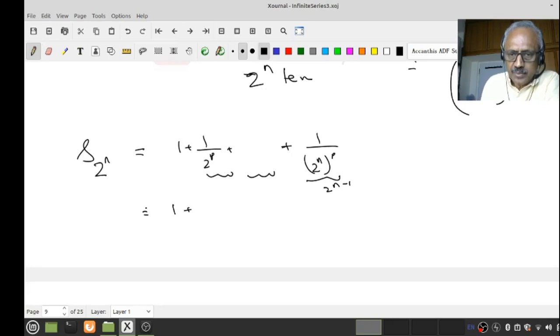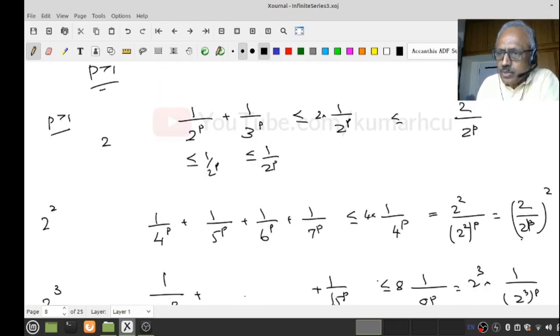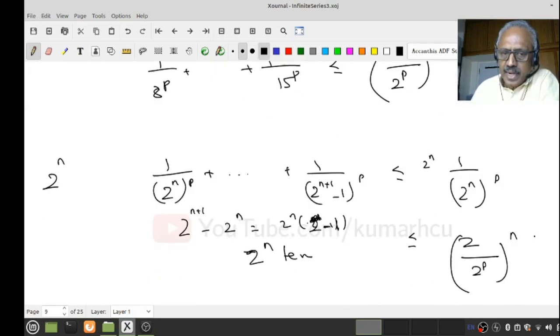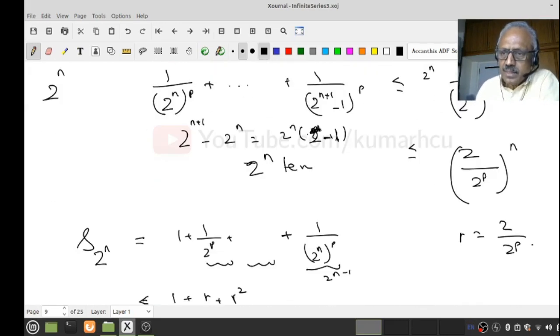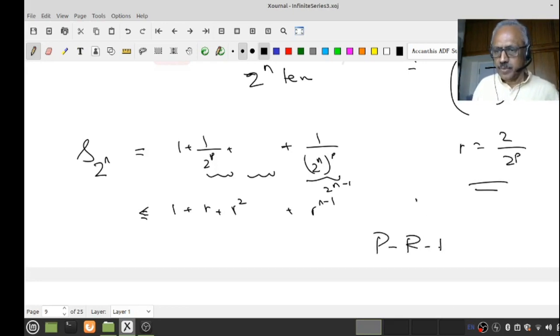So each one of them is less than or equal to what? Let us call r equal to 2 by 2 to the power p. Therefore, this will be less than or equal to r. Next one will be less than or equal to r squared. Just go back. For 4, what did I get? 2 by 2 to the power p, squared. That is r squared. And nth term, what did I get? R to the power n. But remember, I am stopping at 2 power n. Therefore, it will be r to the power n minus 1, where r is this. Pause, review, proceed. Make sure you understand this.